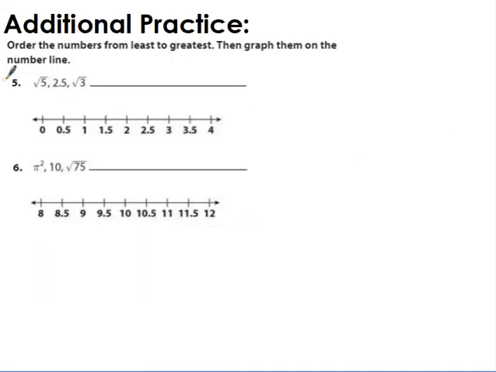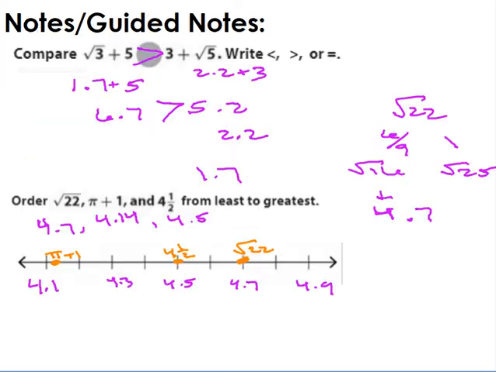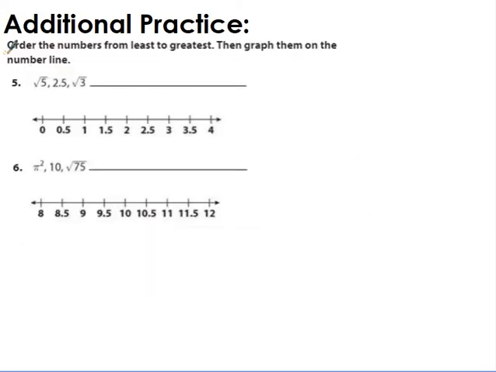Okay. So I have a couple more where I need to compare three numbers and place them on a number line. I will do number 5, and then I want you guys to try number 6. So square root of 3, square root of 5. The nice part is I've already done square root of 3 and square root of 5, so I already know square root of 3 is 1.7. Square root of 5 is 2.2. I'm not going to go over that again. Square root of 3 is 1.7. Square root of 5 is 2.2, and then I had 2.5.